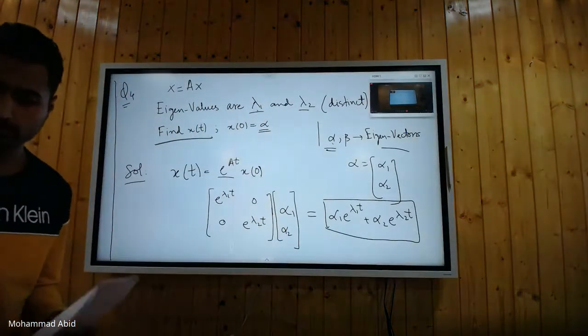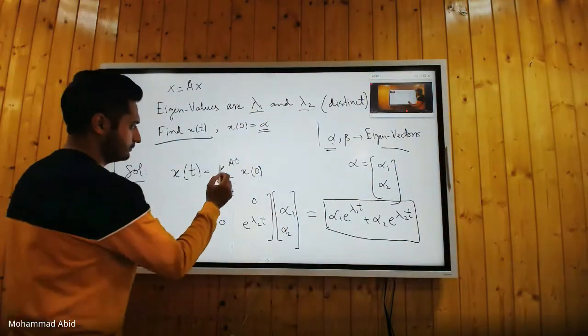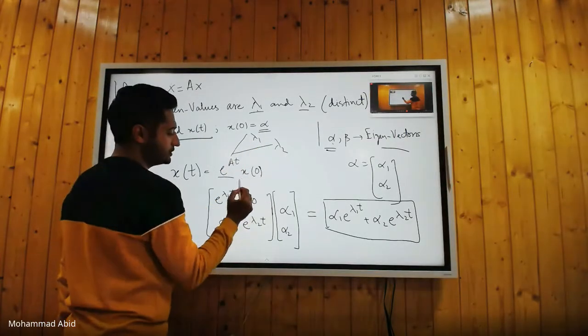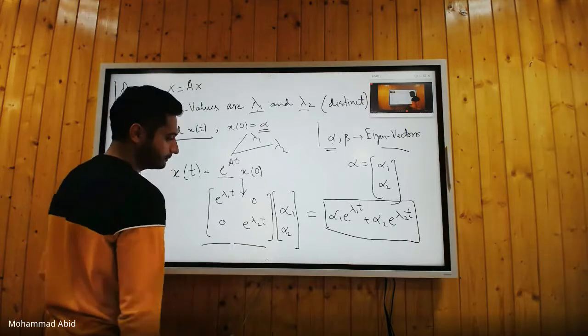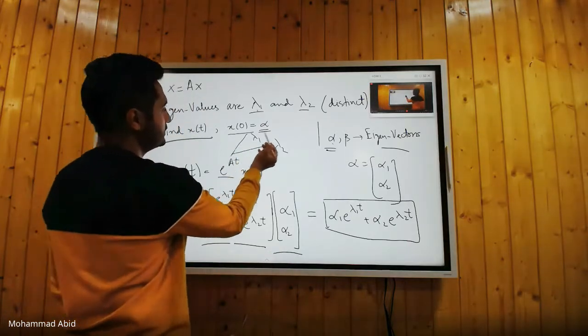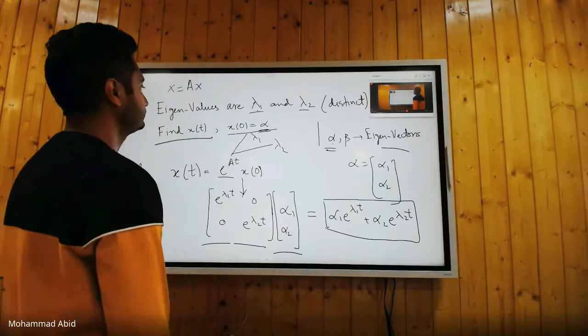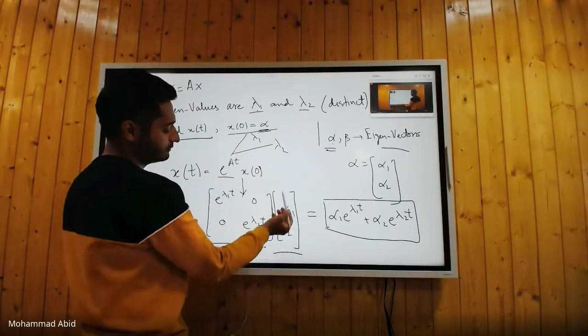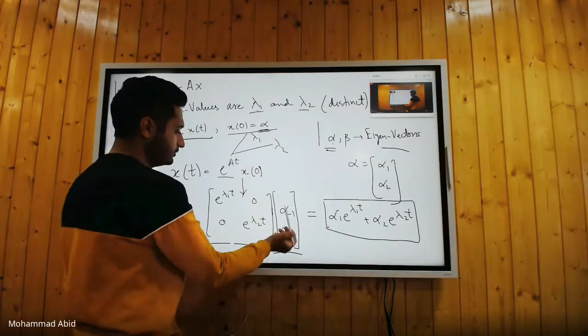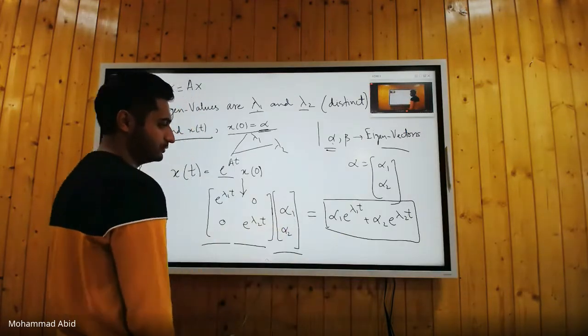So the point in this question is the eigenvalues are given, lambda 1, lambda 2, and that information is being used to evaluate e to power At times your initial condition. And initial condition in this case is alpha. So if I just write the components of alpha as alpha 1 and alpha 2, then I can multiply and get the equation.